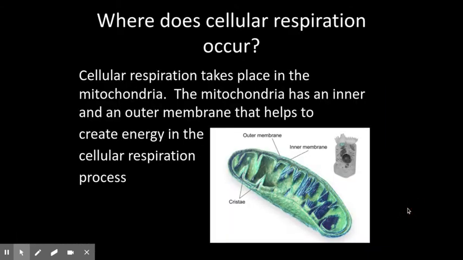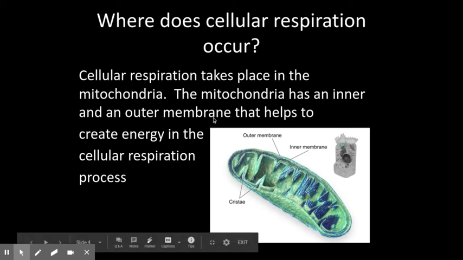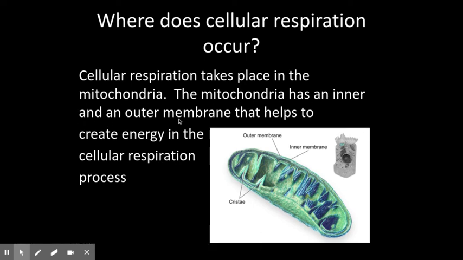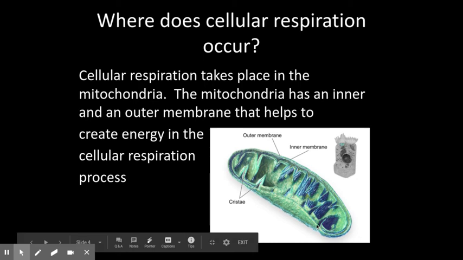So where does cellular respiration occur? It occurs inside the mitochondria. The mitochondria are inside all of your cells. The mitochondria has something called an inner and an outer membrane that helps to create the energy in the cellular respiration process. So whenever you see a doodle of a mitochondria, you always see this outside circle, ovalish kind of shape, and then you see like the ziggy-zag.